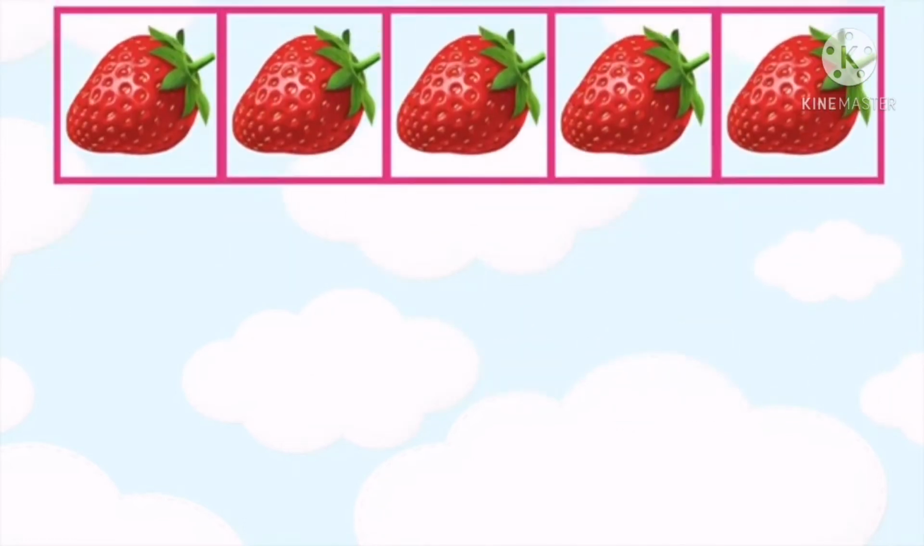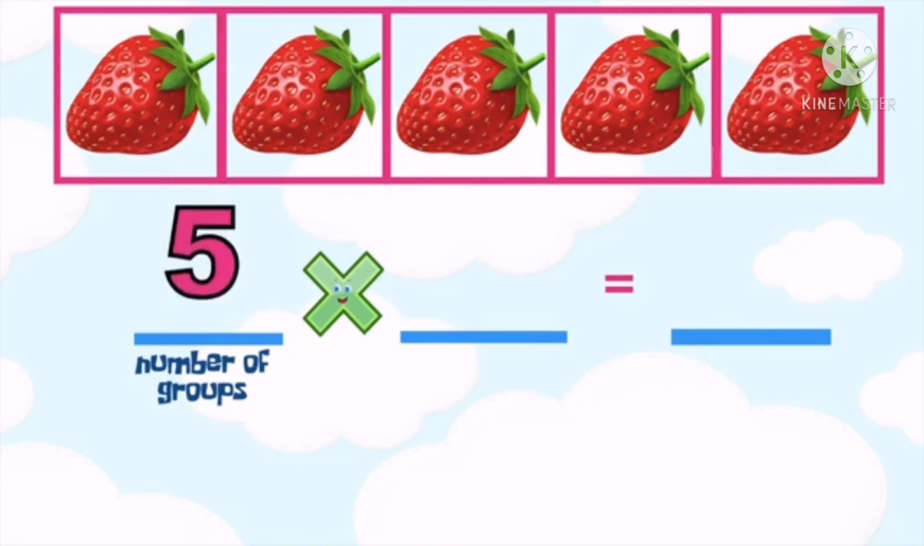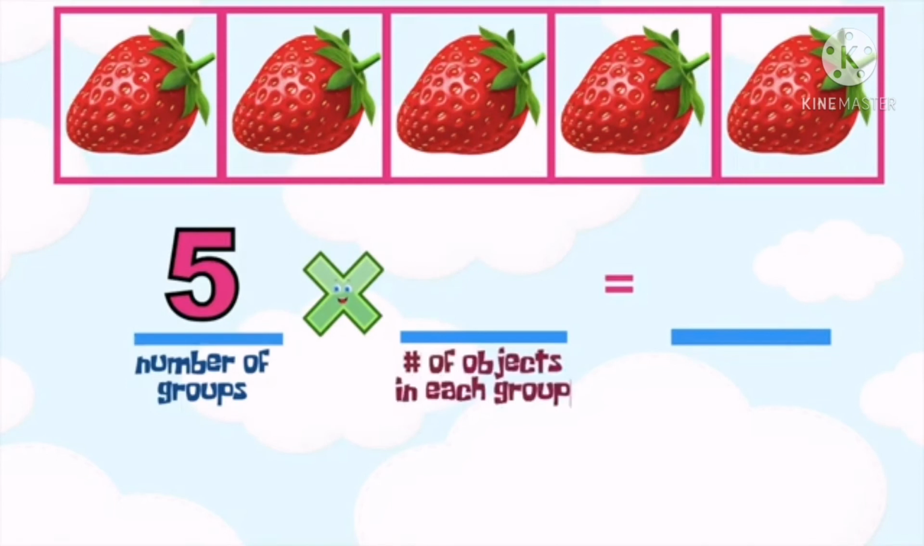Let's take a look at this illustration, and then let's write the multiplication sentence of this illustration. Again, the first factor is the number of groups. How many groups do we have? We have 5. How about the second factor? How many objects do we have in each group? So we have one strawberry in each group.